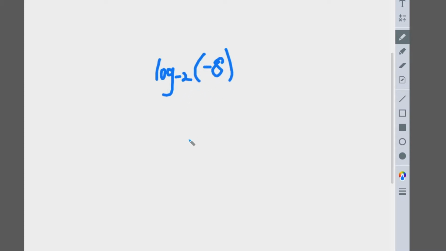So let's think about this. This is asking the question: -2 to the power of what gives you -8? And the answer to that is simple, 3. -2 to the power of 3 is -8. I wanted to try using the change of base formula to see if it actually works. So that's what I did. Natural log of -8 over natural log of -2 should give you 3.